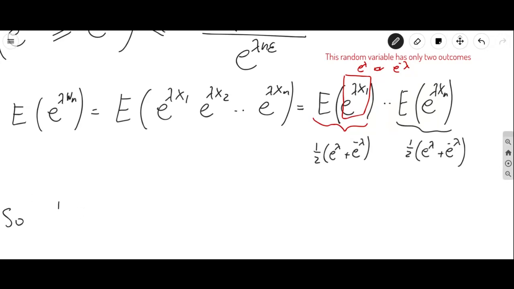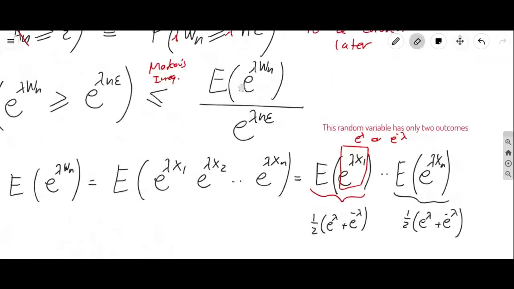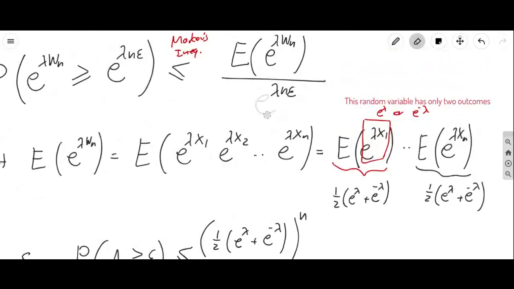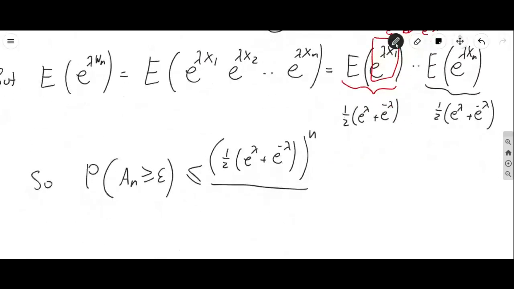And so the probability that An is greater than or equal to epsilon is dominated by the following. We found the expectation of this, so it's a product of expectations. Each of these is 1/2 (e to the lambda plus e to the minus lambda), and this appears a total of n times. So we have n such factors. And this gets divided by what we have in the denominator, which is e to the lambda n epsilon. So this is what we have.